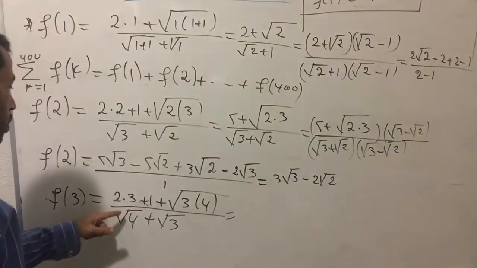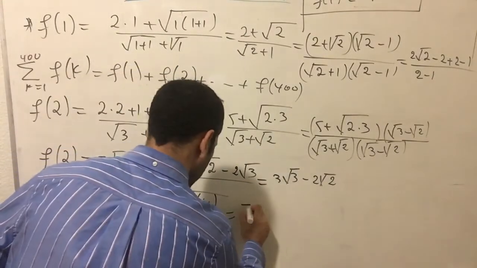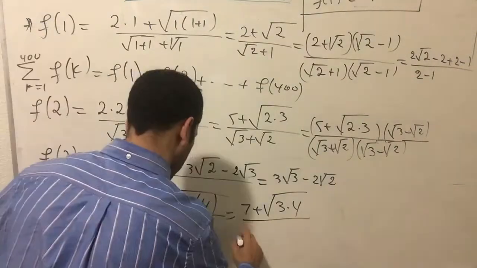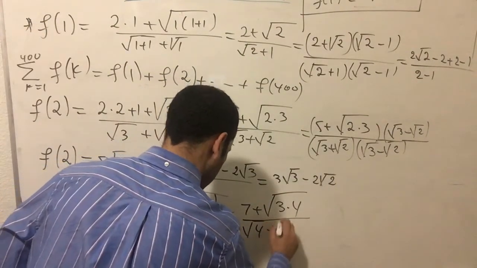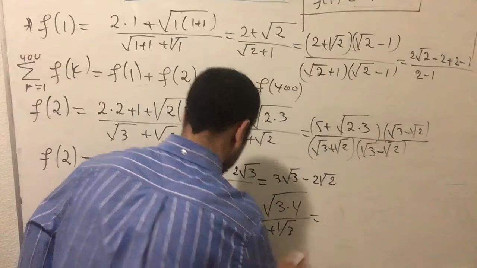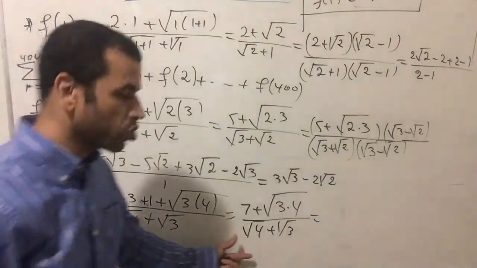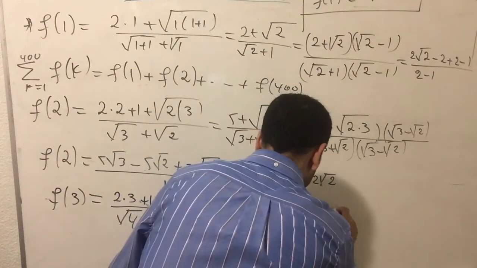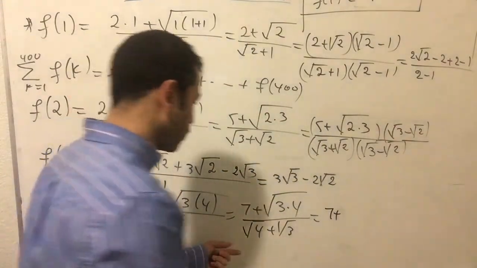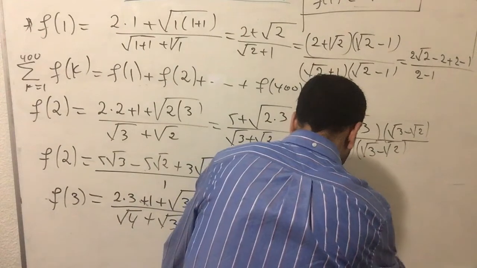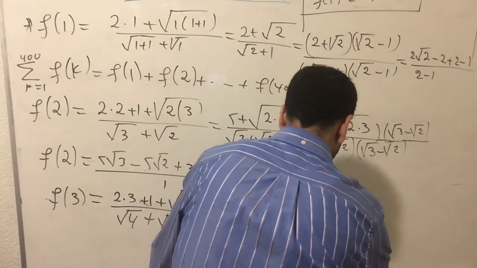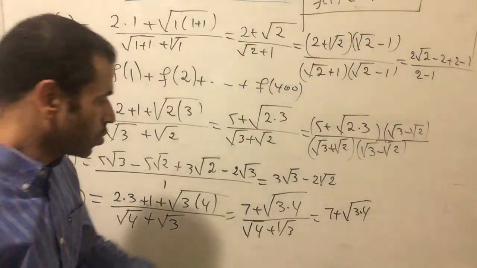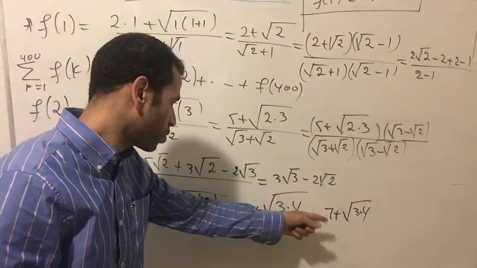So 2 multiplied by 3, which is 6, plus 1, 7, equals 7 plus square root of 3 multiplied by 4 over square root of 4 plus square root of 3. What I'm going to do now is rationalize this one by the conjugate. So we'll have 7 plus square root of 3 over 4.